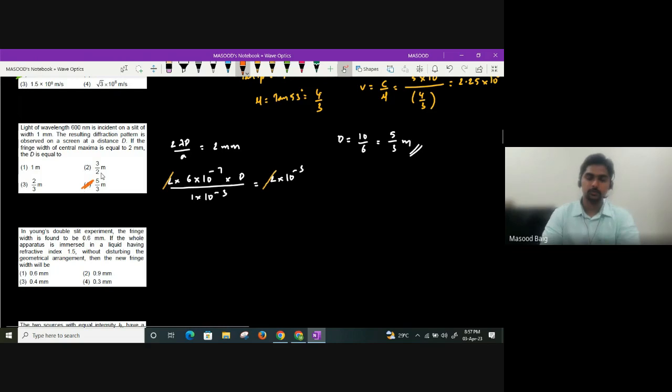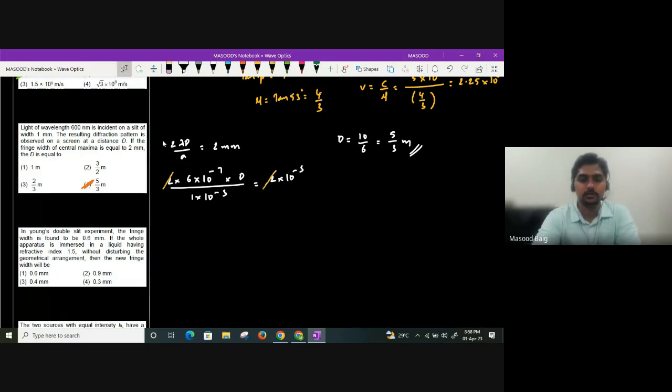Direct question only. Width of central maxima is 2 lambda capital D by small a. Small a is given, lambda is given, and this whole width is given. So can we find capital D value or not? Yes or no, everyone? Yes, we can find capital D value. I hope it is clear, all of you. Width of central maxima in diffraction.